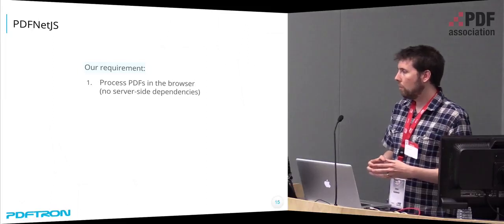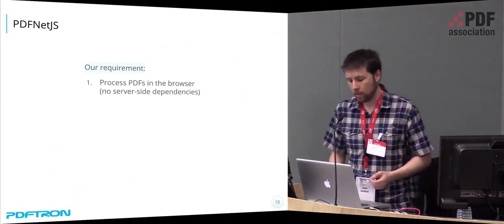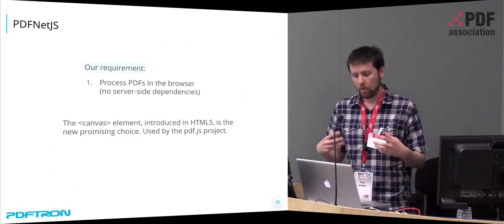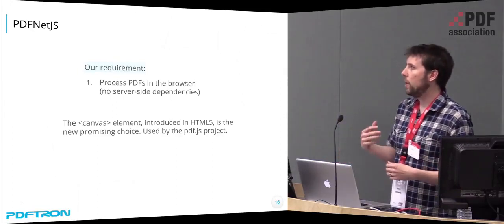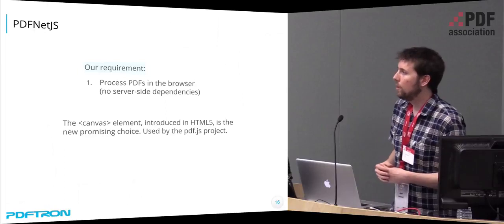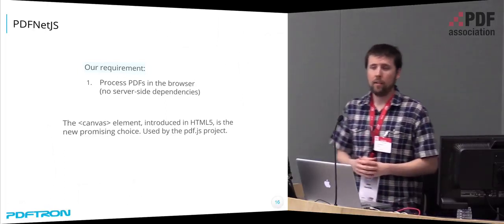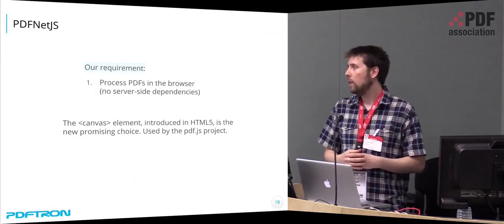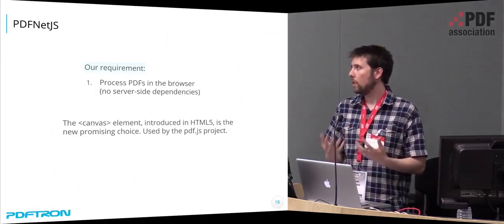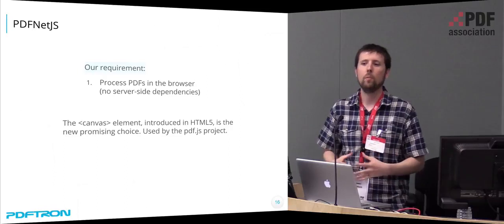So when we looked at how we can do this, the thing that really jumped out as the obvious solution was to use the new HTML5 canvas element. It's used by the PDF.js project that you may have heard of as a back-end rendering engine. We looked at this and thought, okay, this is maybe something that we can build upon.